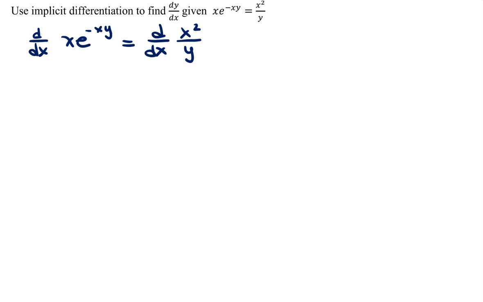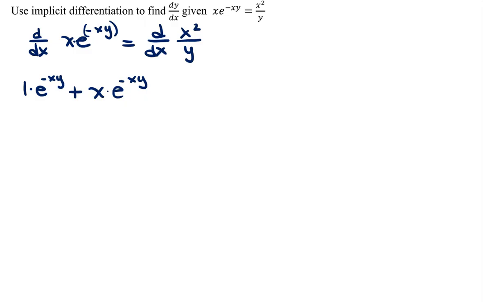Okay, so on the left-hand side, what I see is a product. It's an x times e to the negative xy. So we will take e to the negative xy times the derivative of x, which is 1, plus x times the derivative of e to the negative xy. That is composite. I've plugged a negative xy into a basic exponential function. So I'll start with the outer function, which is exponential. The inner function is negative xy. The derivative of e to the stuff is e to the stuff. So that's the derivative of the outer.